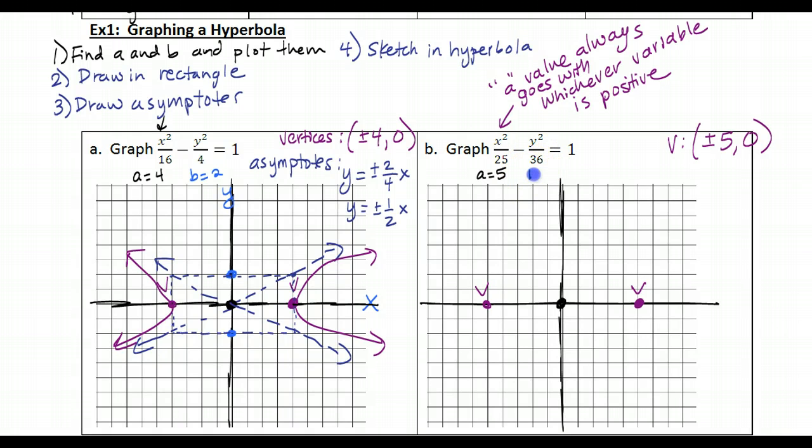Okay, the B value is 6. So basically in the Y direction, I'm going 6 units. And that is further away than the vertex was, and that's okay. That's what happens when you're doing hyperbolas. I'm going to draw on my box.